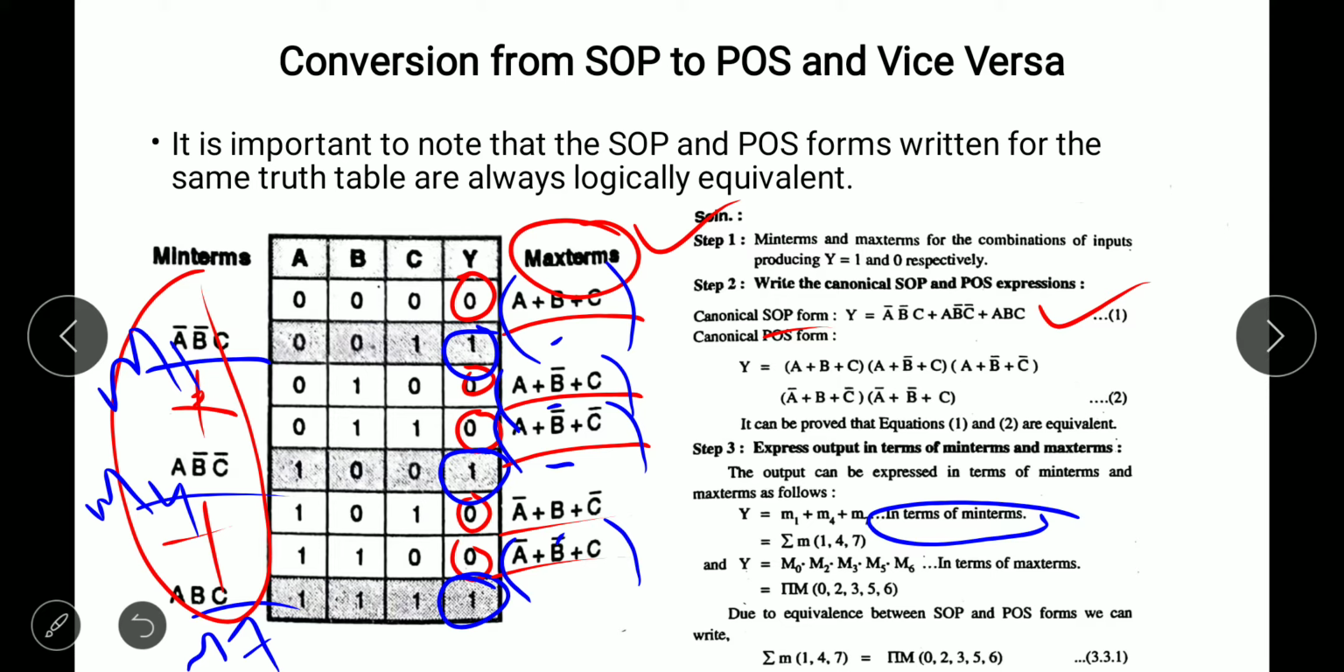Then Y is what? This is 0, this is 2, then it is 3, then it is 5, and it is 6. So pi M 0 2 3 5 6. Then M0 dot M2 dot M3 dot M5 dot M6. This is nothing but the POS form. Now in that way we will write the POS and SOP form.